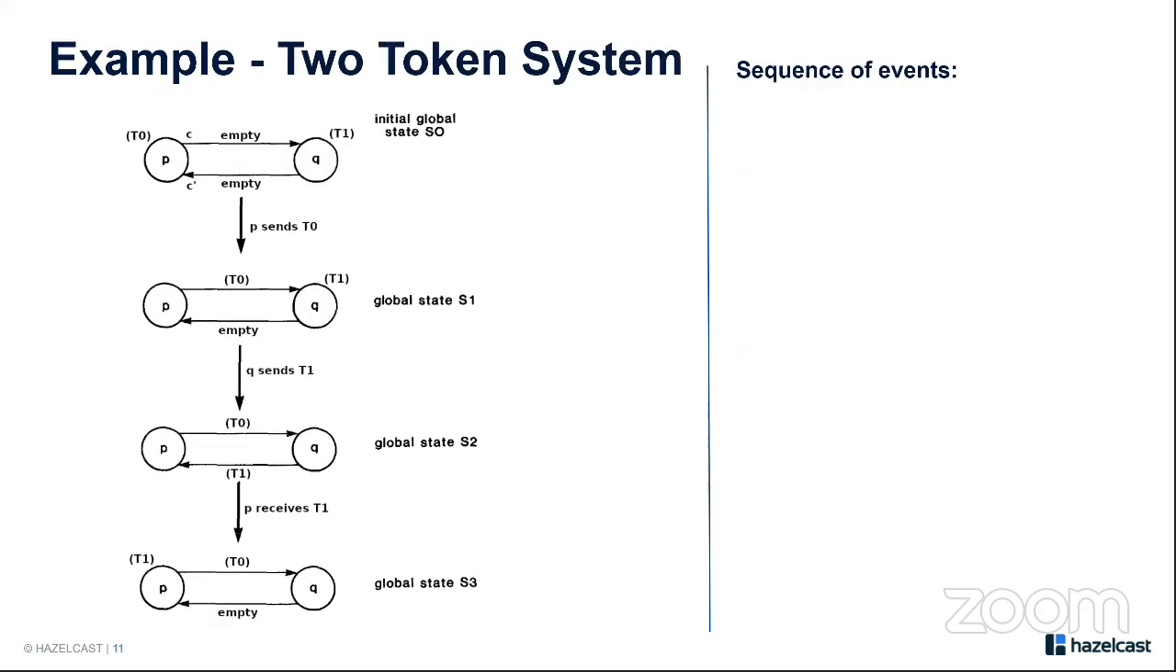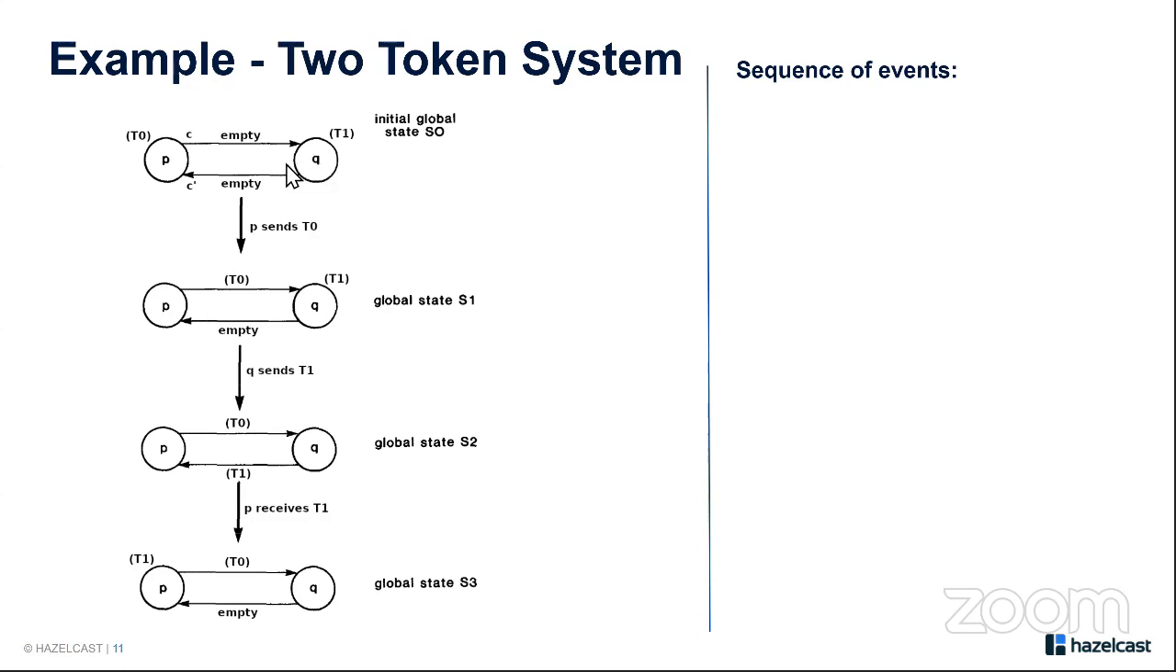So let's move to a bit more complex example. It's the same distributed system, but in this case we have two tokens, T0 and T1. What's different from the previous example is that in this case, there are multiple possible events that can happen in a system at any time. Let's say we have this initial state. T0 is in P and T1 is in Q.